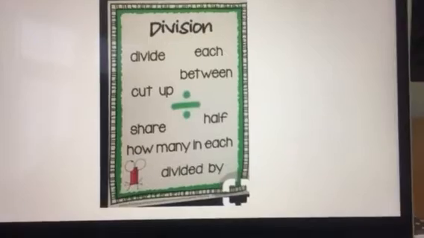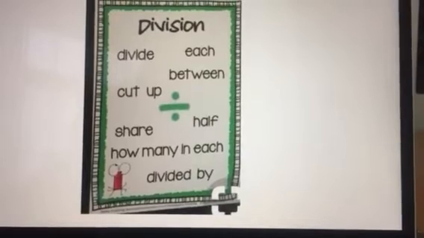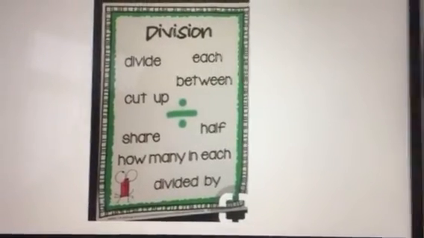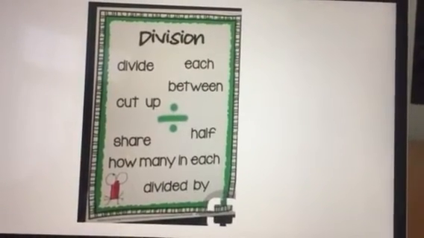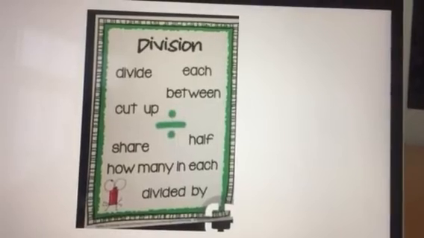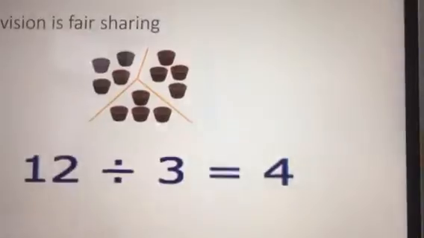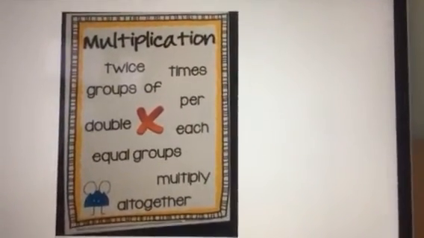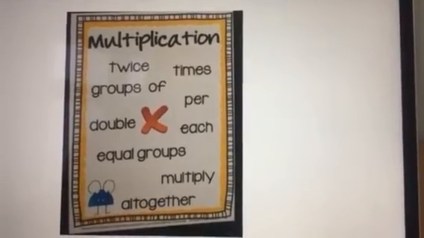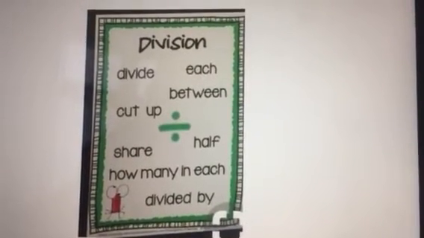And then division is again between, each, out, share, half, how many in each, all of these words. And in a way, addition and subtraction are opposites, and multiplication and division are opposites. So when you see the words related to division, such as each, you'll notice that word is also part of multiplication, because when we say each, you're going to have to figure out, is it each for multiplication or each for division? Same for addition and subtraction.